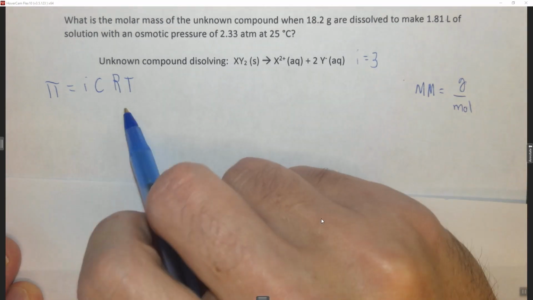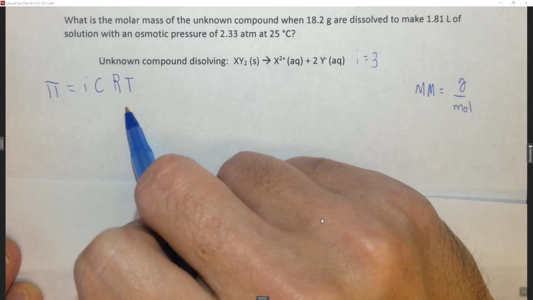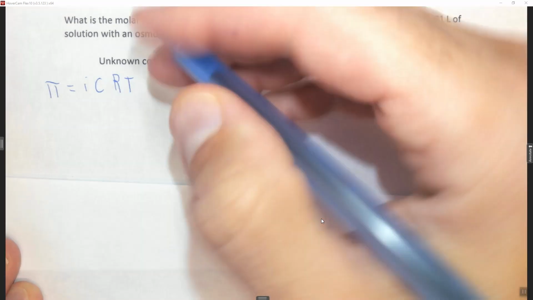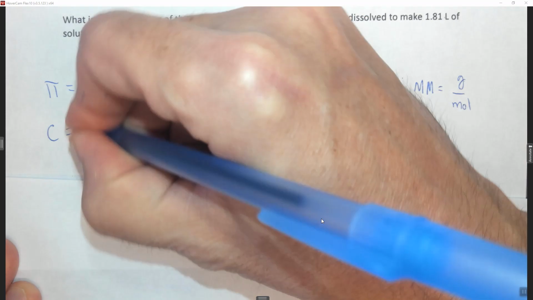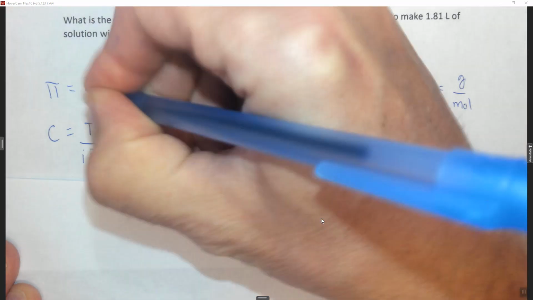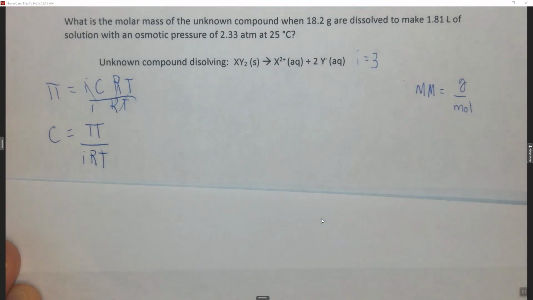So first thing I want to do is rearrange this equation to solve for C. And when I do that, by dividing by iRT, I find that C equals pi over iRT. So we basically just took this, divided by iRT on both sides, they all cancel, and I move that over.